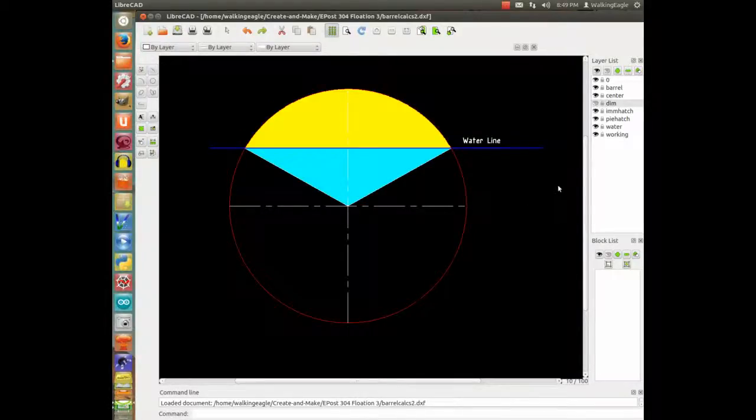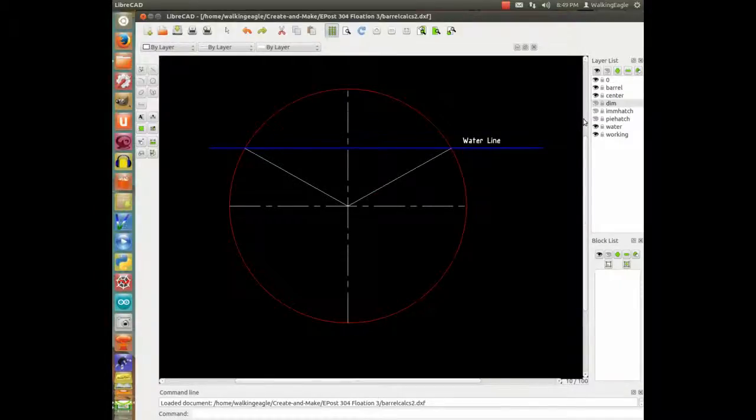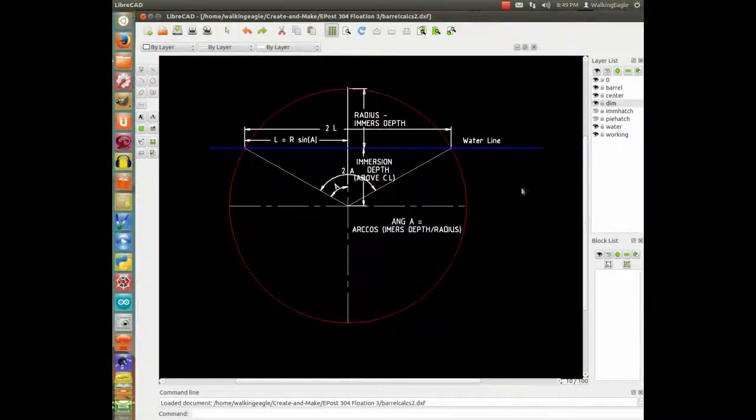Okay, let's do it a little bit more mathematically now. We'll turn off those two because I'll be overwriting on that area. Okay, once we draw those first two lines, we can then go from the center line to one of those, and we have a right triangle, the vertical center line. From that we can calculate this height. From the center line to the water line is our immersion depth above the center line.